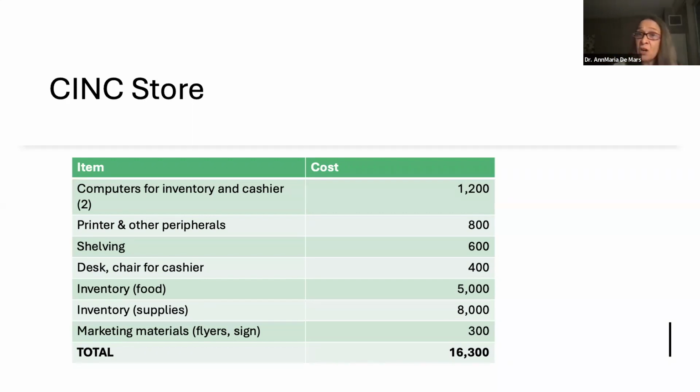And then to start with, we need some initial inventory. I'm saying we're going to sell food and we're also going to sell supplies. The reason the inventory for food is smaller is obviously that if we're going to have baked goods and stuff like that, it doesn't keep that long. So we're not going to get a huge amount at the beginning, and then as we sell stuff, we'll bring in some more. For supplies, stuff like paper and pencils and artwork, that's not going to go bad, so we might buy more of that at the beginning. And again, this goes into assumptions.